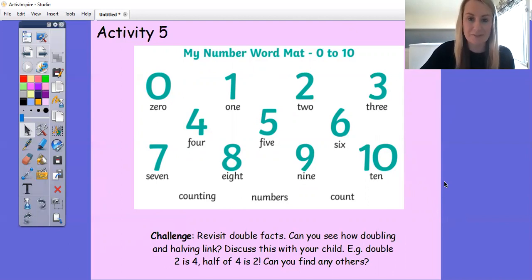You could jump on the numbers, you can splat the numbers with your hands, whatever you would like to make it fun. Your grown-up is going to shout out a question to you. For example, they might shout, half of 4. And you've got to think, what is half of 4? Do you know it off by heart?